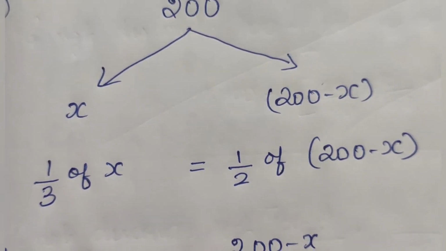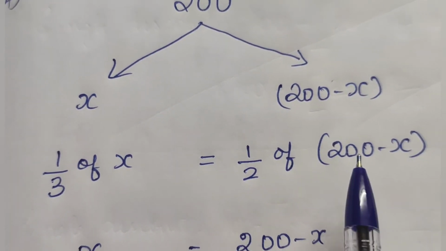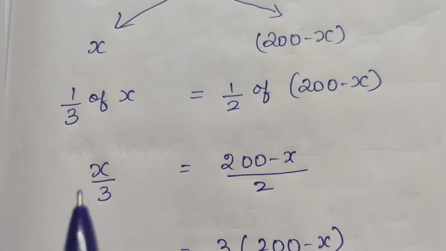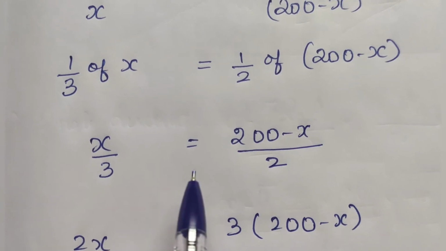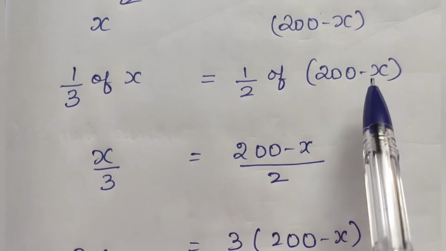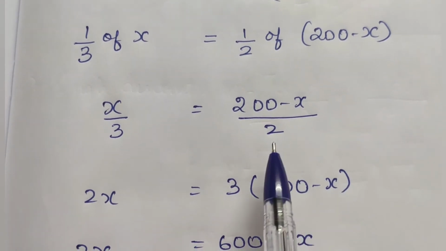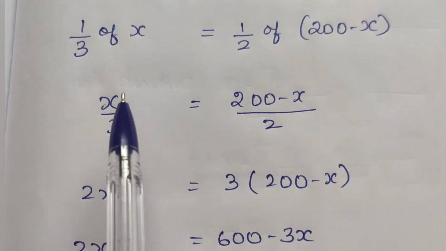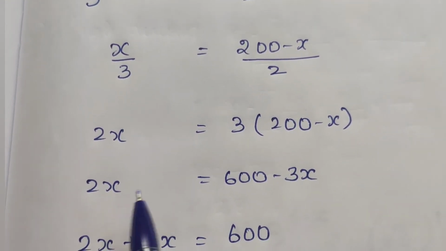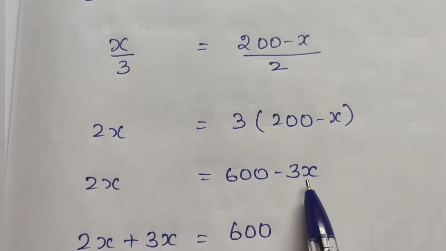So here they say 1/3 of the first part, 1/3 of x, is equal to 1/2 of the second part, and the second part is 200 minus x. So 1/3 of x is x by 3, equal to 1/2 of (200 minus x), that is (200 minus x) divided by 2. So I cross multiply here: x into 2, 2x, equals 3 into (200 minus x). So I get 2x is equal to 3 into 200, 600, 3 into minus x, minus 3x.